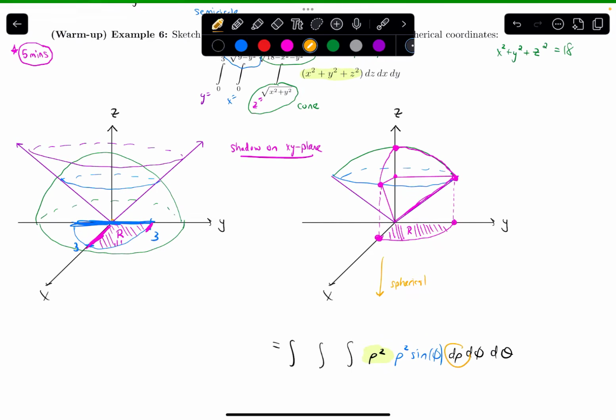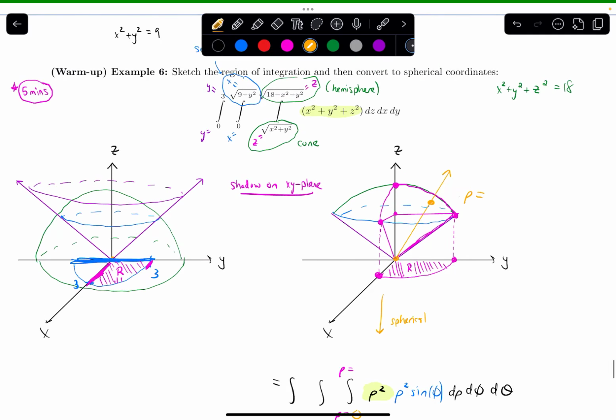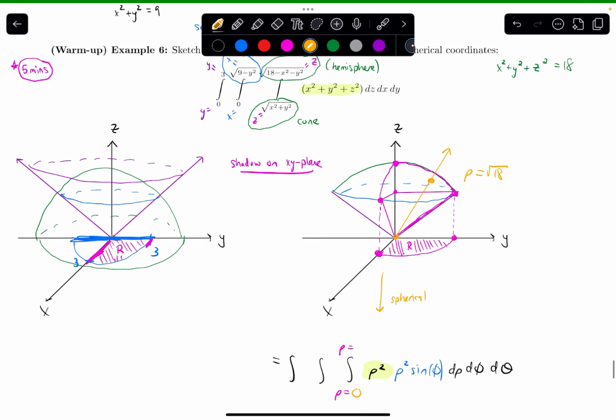So the innermost one is rho. Where does rho start? Where does rho end? To answer that, I draw an arrow from the origin radially outwards. And I think about when it enters the region. It enters it right away. That's when rho equals 0. When does it exit it? It exits when I hit the surface of this hemisphere. And the equation on that surface, for a sphere, is just rho equals whatever the radius is. And the radius is square root of 18. So that's when I exit. So that's the upper limit for rho.